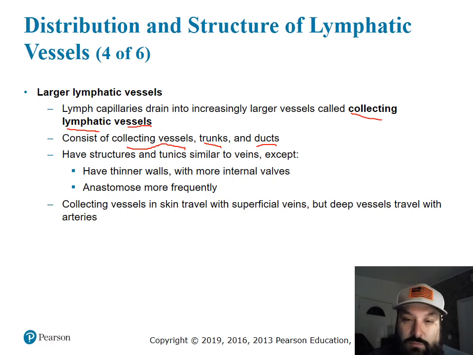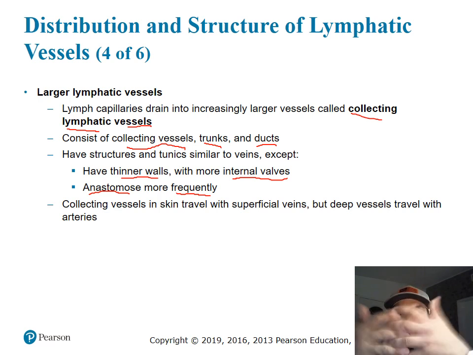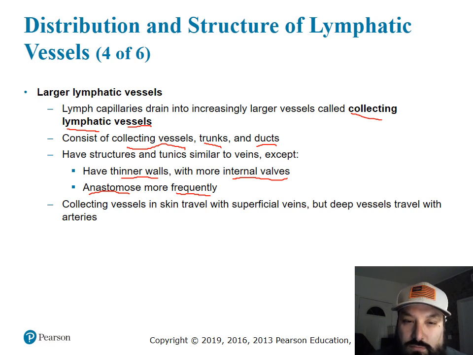Those vessels are similar to veins in that they have thinner walls, and more internal valves. And they anastomose more frequently. What does that word mean, anastomose? We use that same word in the blood vessel system, in that these lymphatic vessels connect to each other in different ways. So they form a network of connections apart from the main vessel that carries the fluid. So you'll have more of this interconnecting network system there.